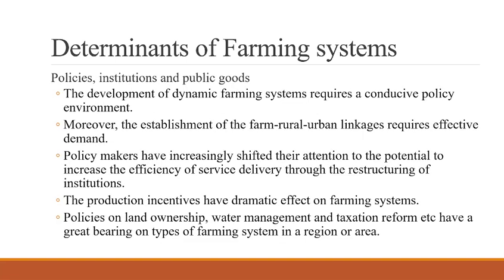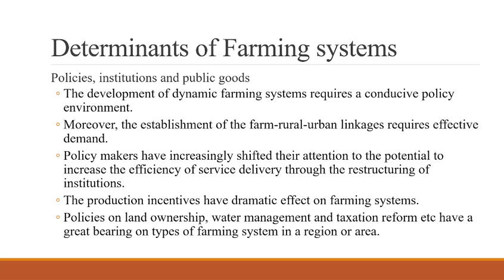Let's look at policies, institutions, and public goods as another determinant of farming system. To develop a farming system requires certain decisions to be made, such that policies need to be developed to allow people to engage in any enterprise. Policies on land ownership, water management, and taxation reform, as well as pricing on goods, have a great bearing on types of farming system in a region or area, and farmers are able to choose which farming system to venture into based on that policy.